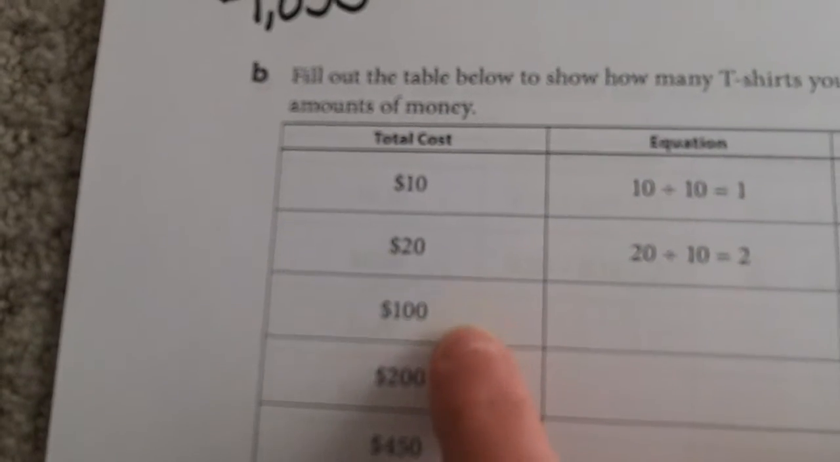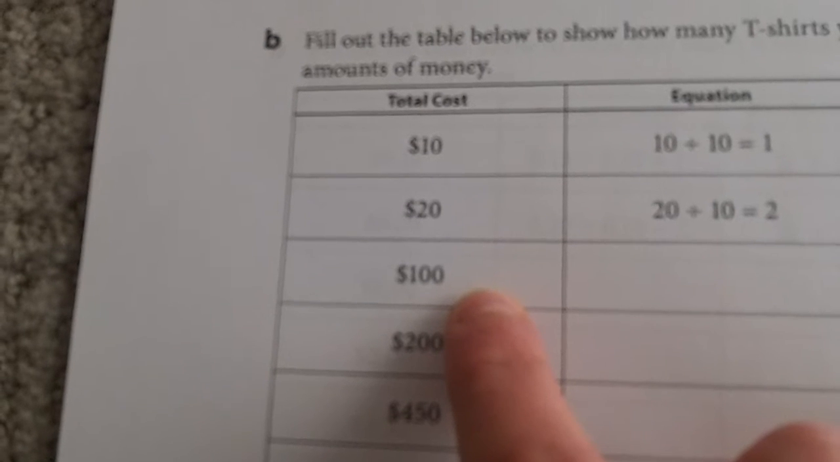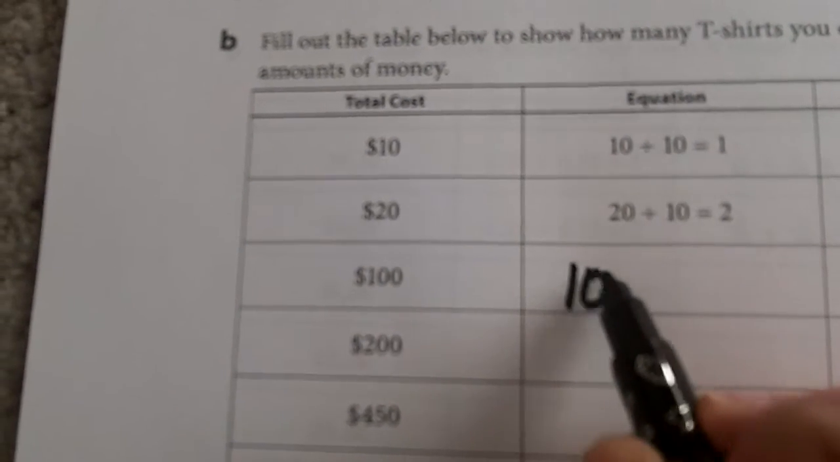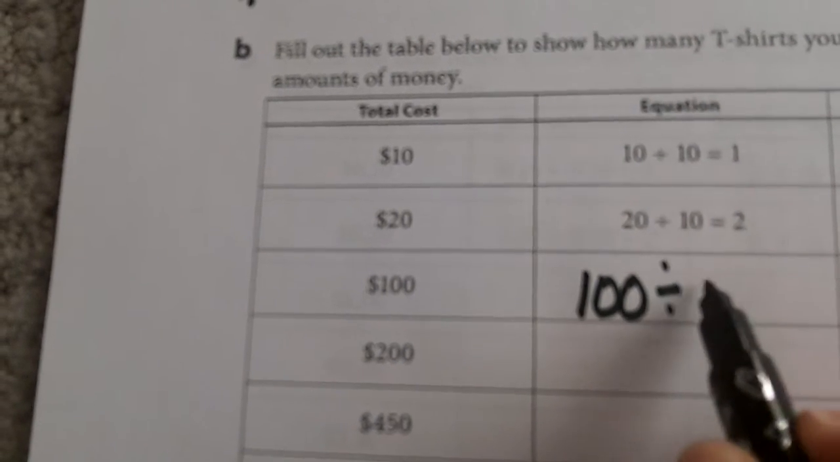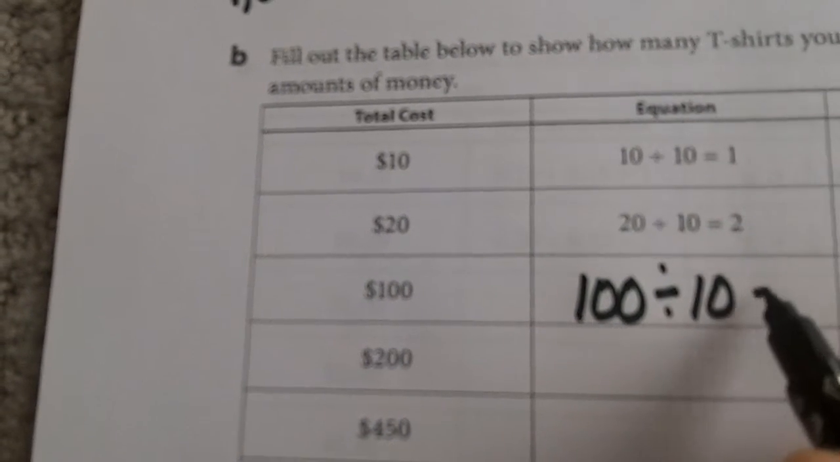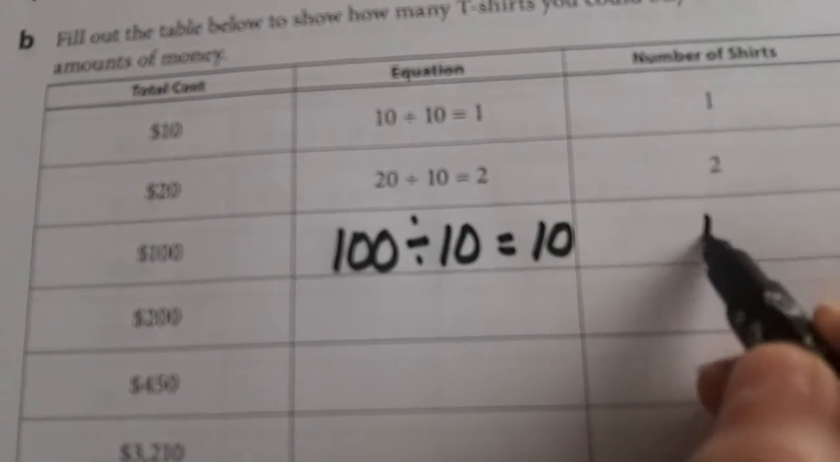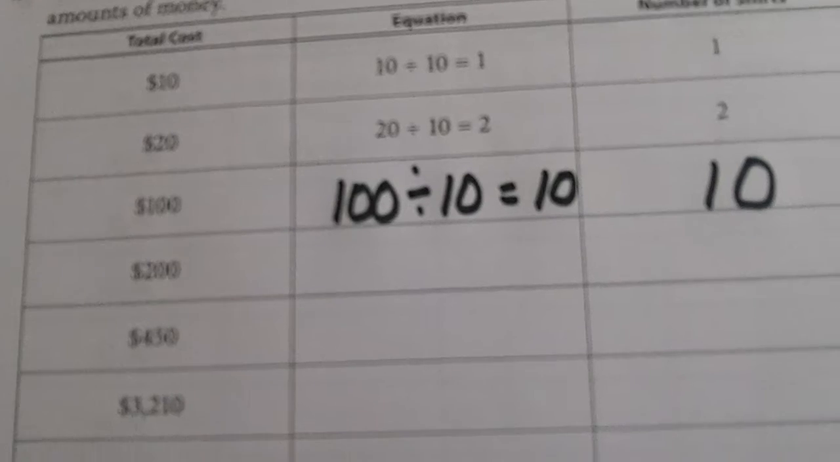So total cost, I'm giving the t-shirt company $100. So my equation would be 100 divided by 10, which of course would equal 10. So that means that I would be getting 10 t-shirts in total.